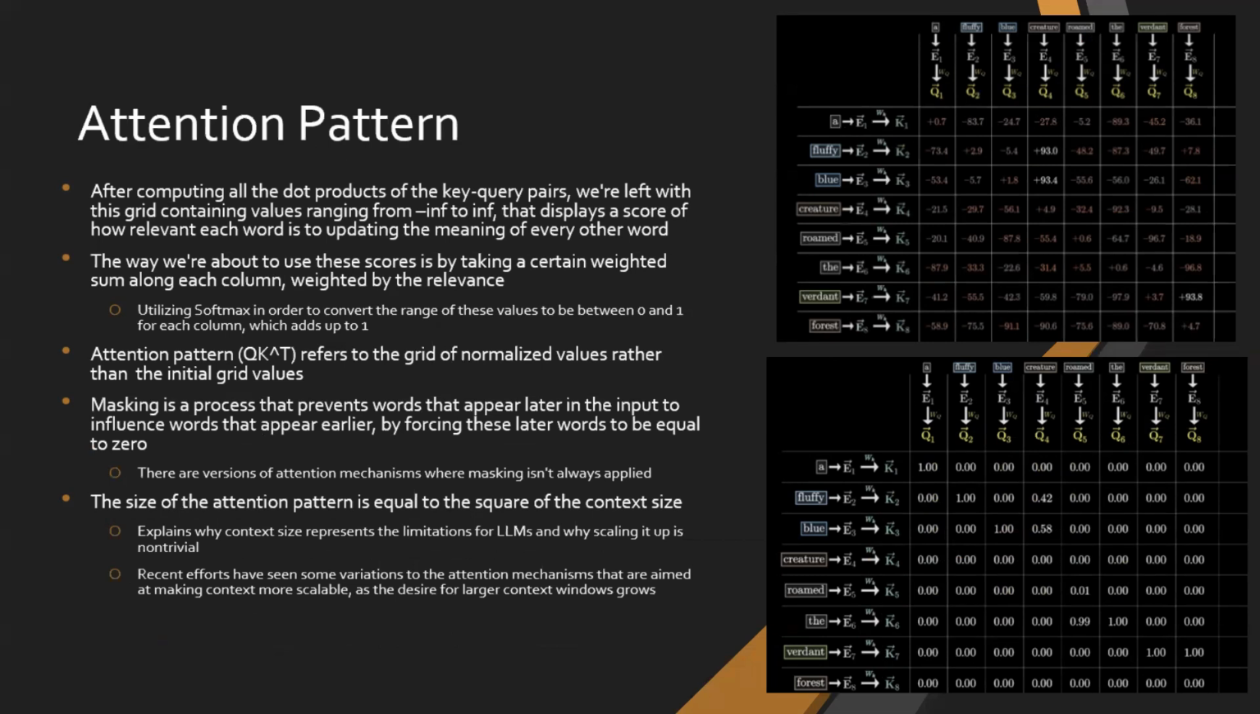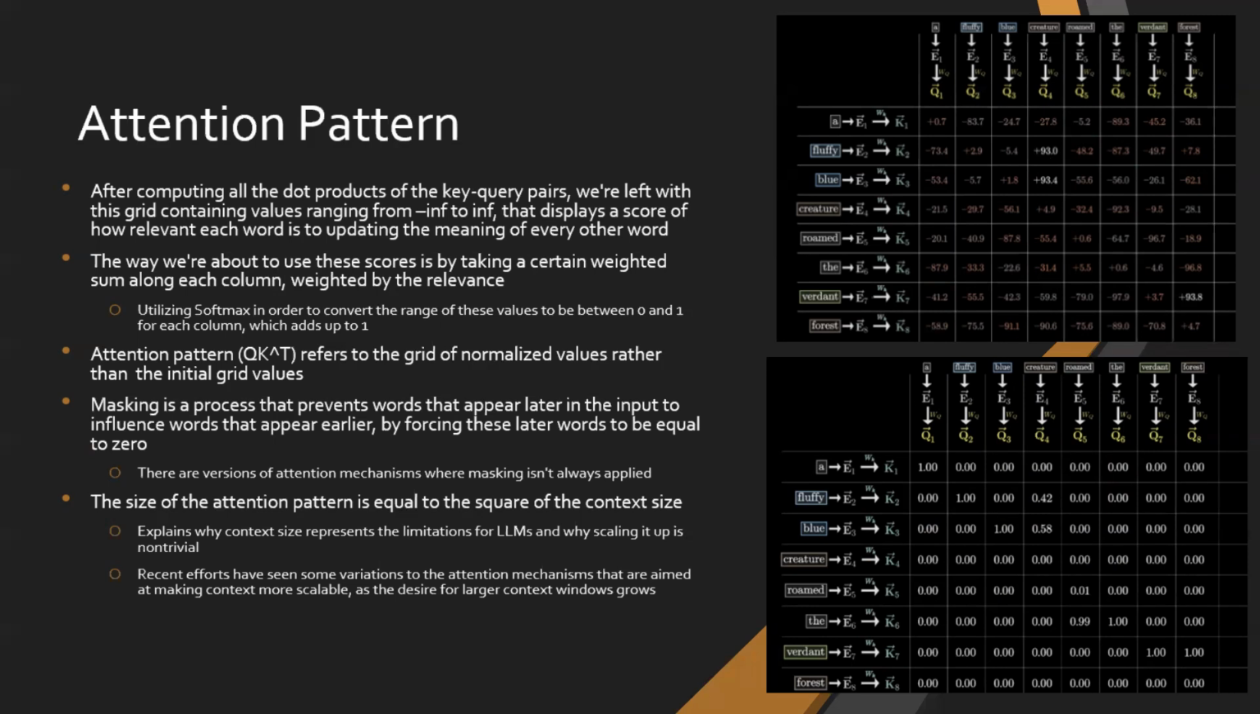After computing all the dot products of the key-query pairs, we're left with this grid containing values ranging from negative infinity to infinity that displays a score of how relevant each word is to obtaining the meaning of every other word. So as we can see up here, we have all these negative numbers, and then only a few positive numbers sprinkled in around the matrix.